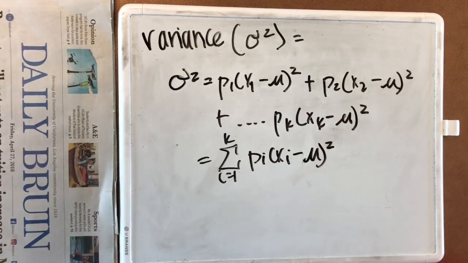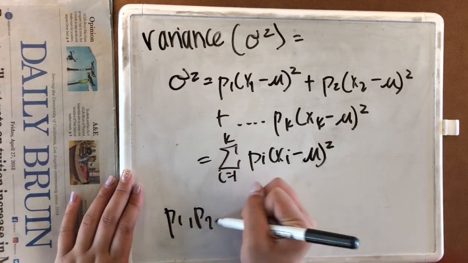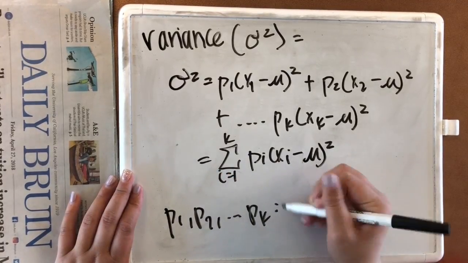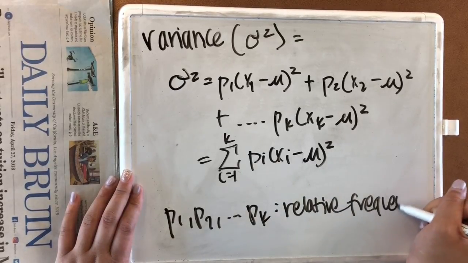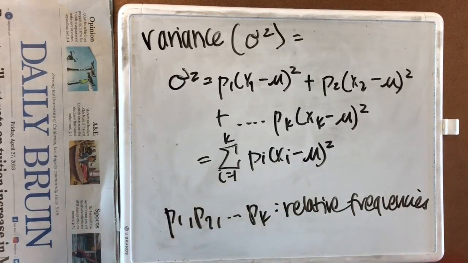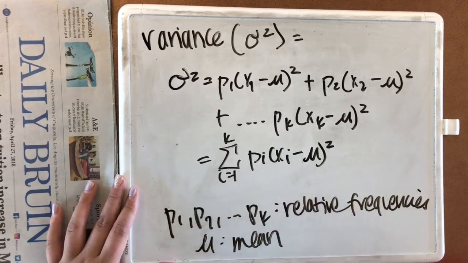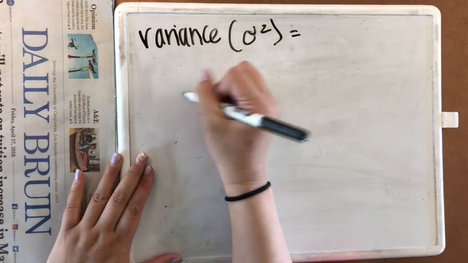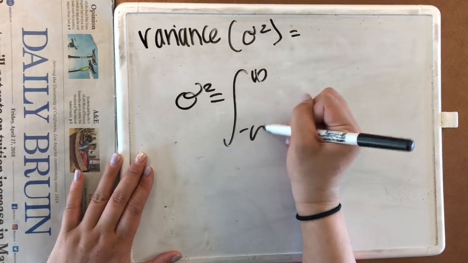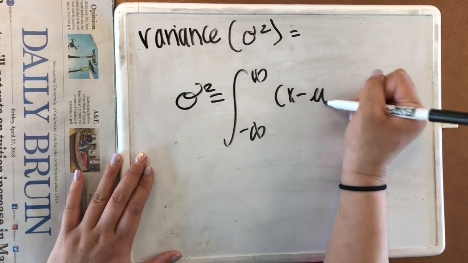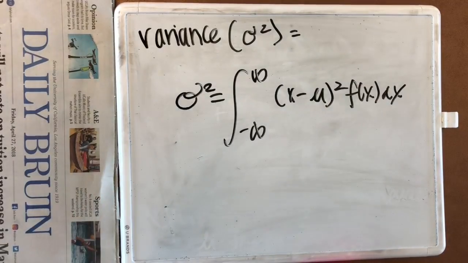So this question asks for the variance, and the variance is given by this equation below, where P1, P2, all the way up to Pk are defined as the relative frequencies, x1, x2, all the way up to xk are distinct values, and the mean is the mu symbol. Another way to calculate the variance is to take the integral from negative infinity to infinity of the distinct variable minus the mean, all squared, times the function f of x dx.